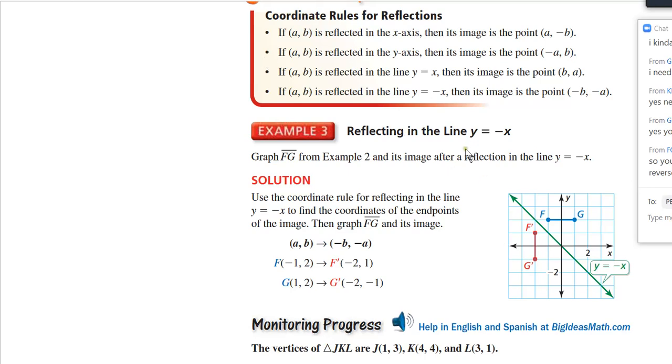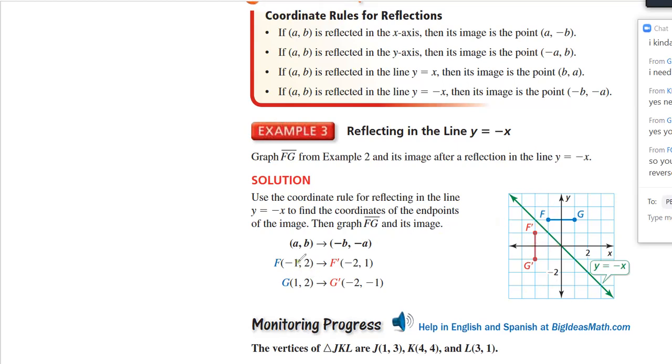This one, now this is the line y equals negative x. If the line is y equals negative x, you switch them around and you change their signs. Check this one out. Here's my annotate. So this is point F. It's negative 2, 1.